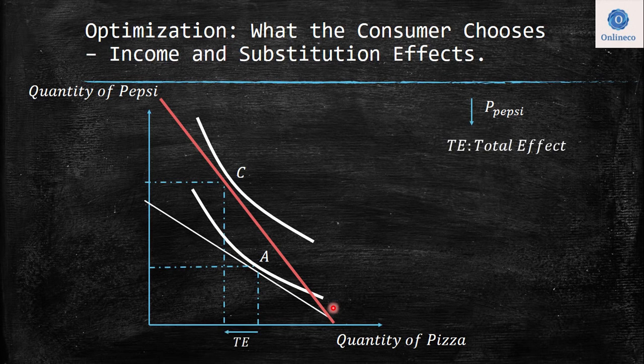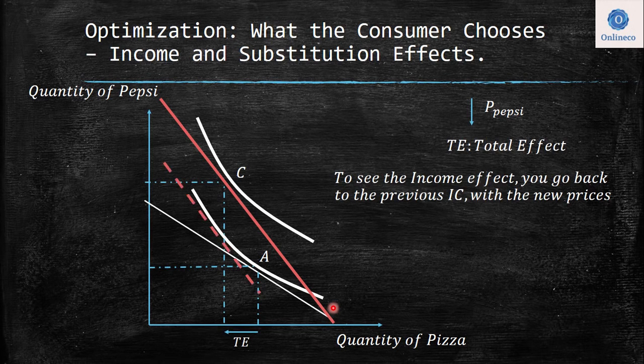First step, go to the previous indifference curve, draw a line parallel with the same slope, and then you will reach a bundle B. So the difference between these two bundles, BC, is what we call the income effect, and the other one, AB, should be the substitution effect. And because the substitution effect is higher than the income effect, the total effect is negative.